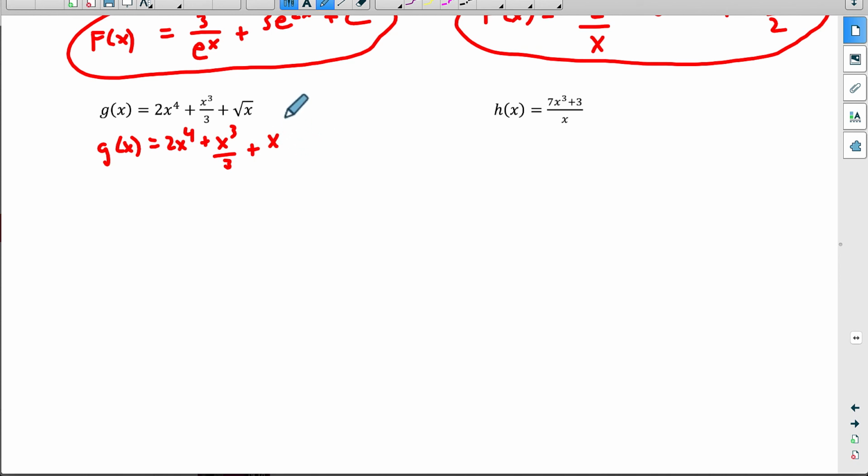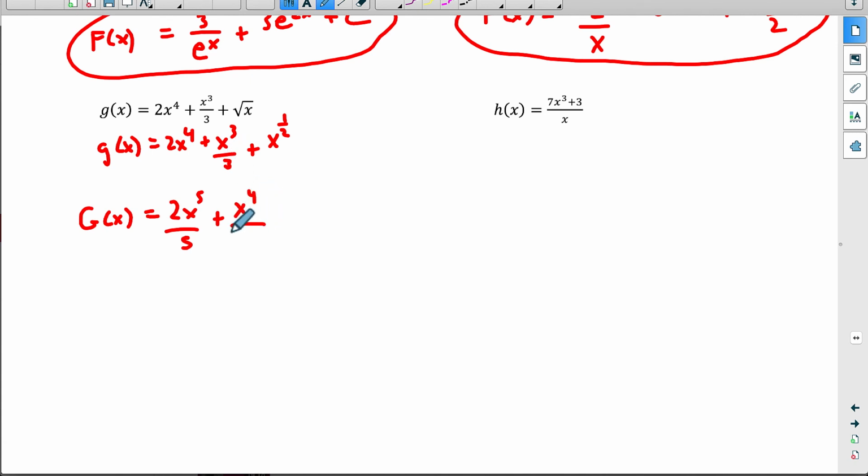X to the 1/2. Okay, now we can take the indefinite integral or the antiderivative. So what do we do? Raise this exponent up 1. So keep the coefficient, raise the exponent up 1, divide by the same amount. Same with the second one. Raise that x cubed to an x to the fourth and divide by the same amount.